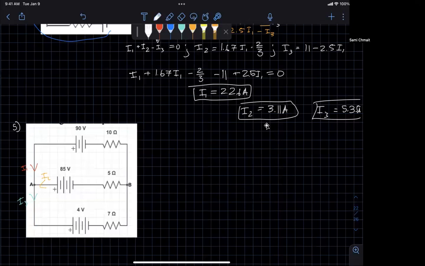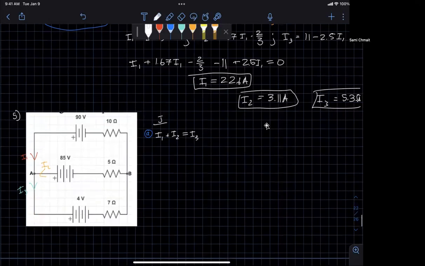Okay. So what's our junction at point, let's go A. That's going to be I1 plus I2 is equal to I3. Okay, and let's do our loops. We're actually going to do every loop, even though you only need 2. Let's do every one. It's good practice.